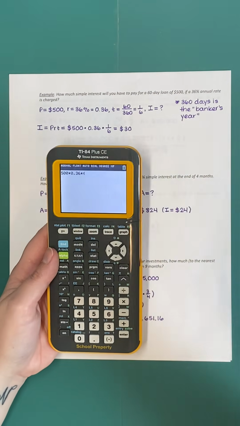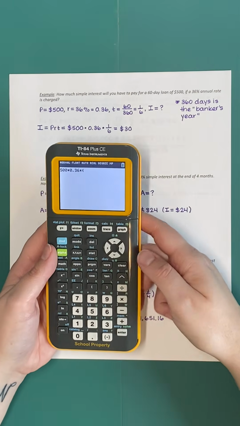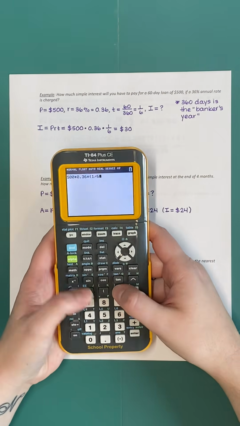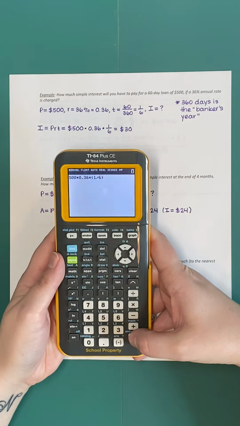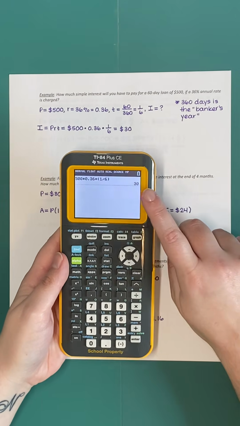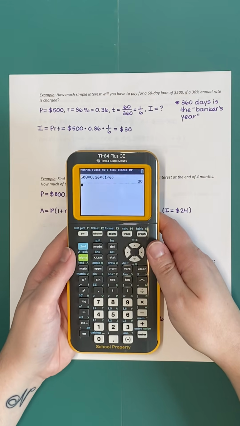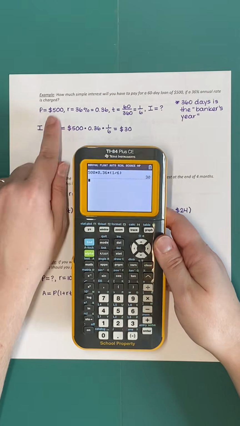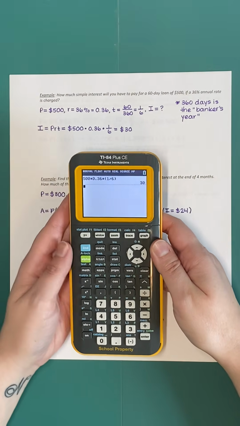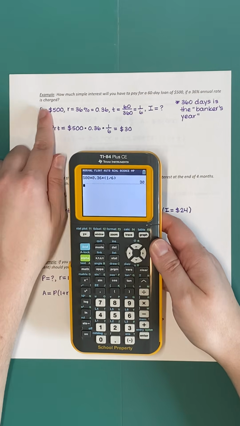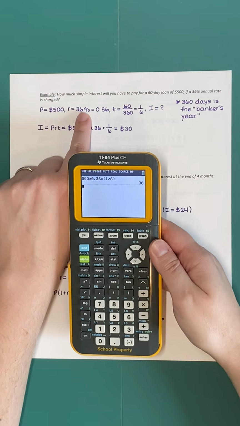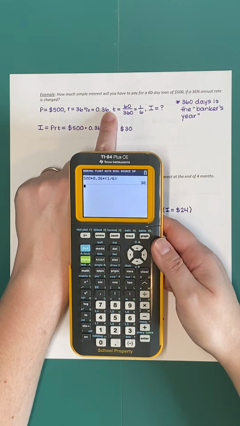That way you make sure that your calculator interprets exactly what you want it to interpret. So we're going to multiply by 1 out of 6. And then I hit enter and that's going to give me 30. Now it's going to be important to think of units here because every single one of these values has a different unit. We're talking about a monetary value, we're talking about a percentage, we're talking about a period of time.